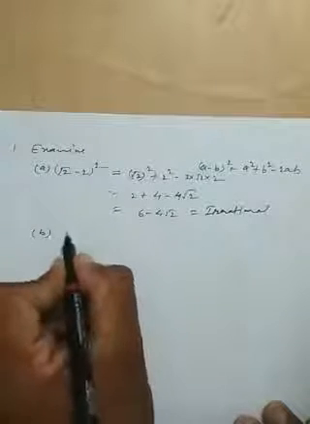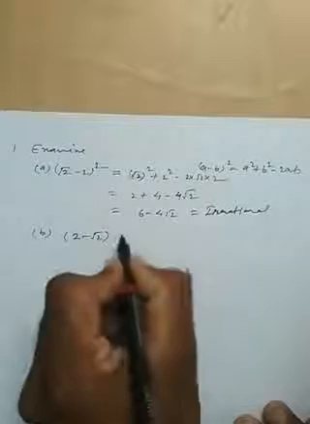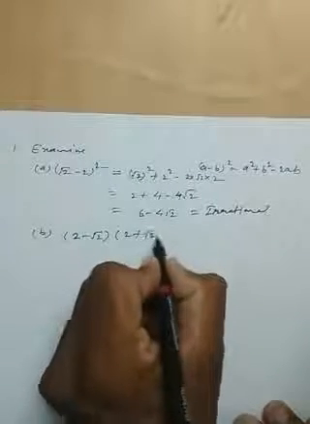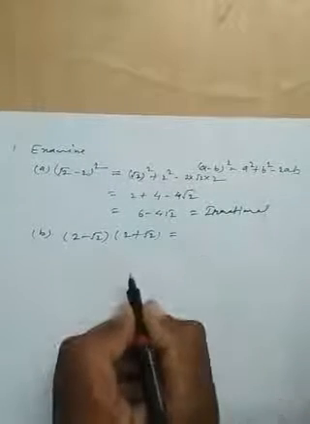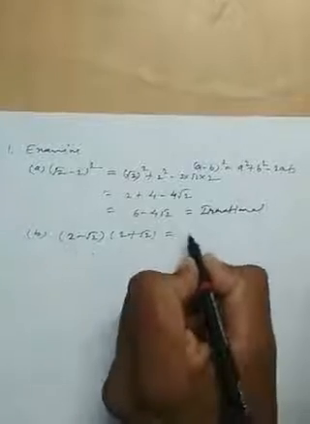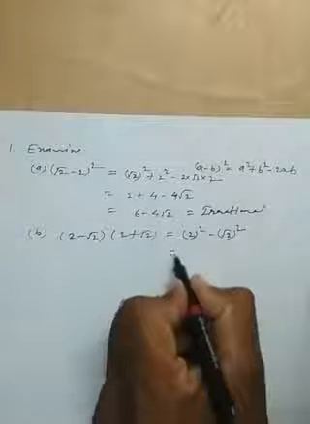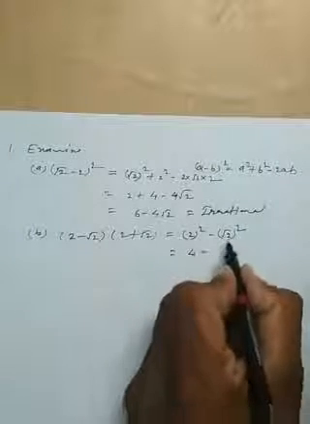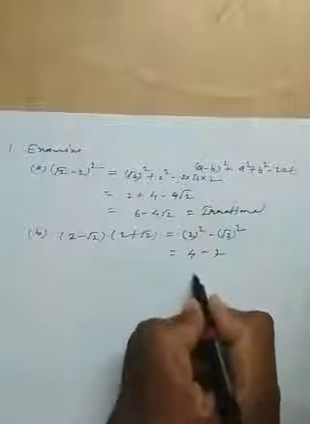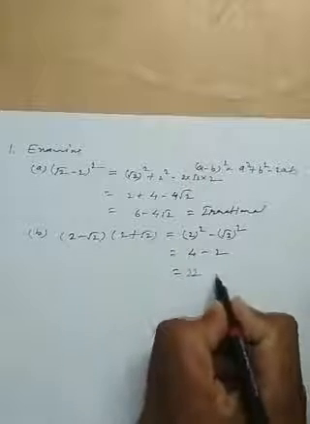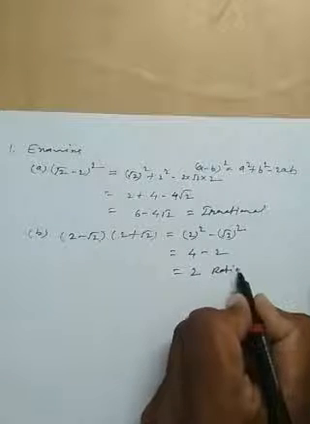Second question is (2 − √2)(2 + √2). Here we applied (a + b)(a − b) = a² − b². So 2² is 4, (√2)² is 2, and 4 − 2 is 2, which is rational.